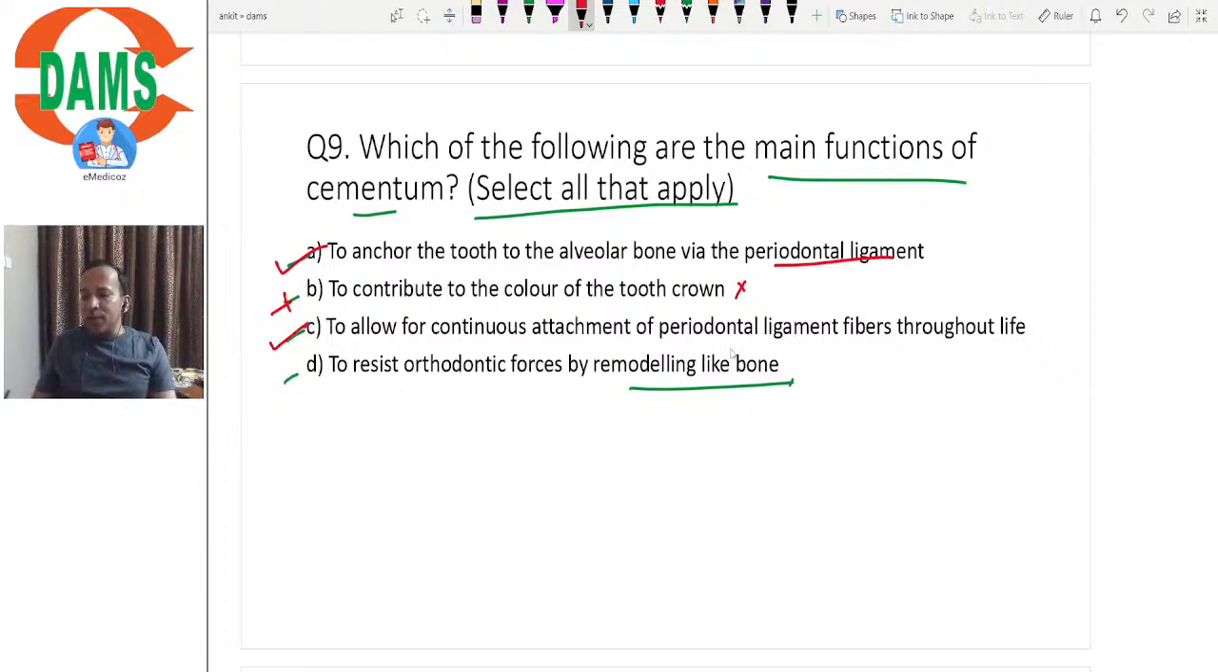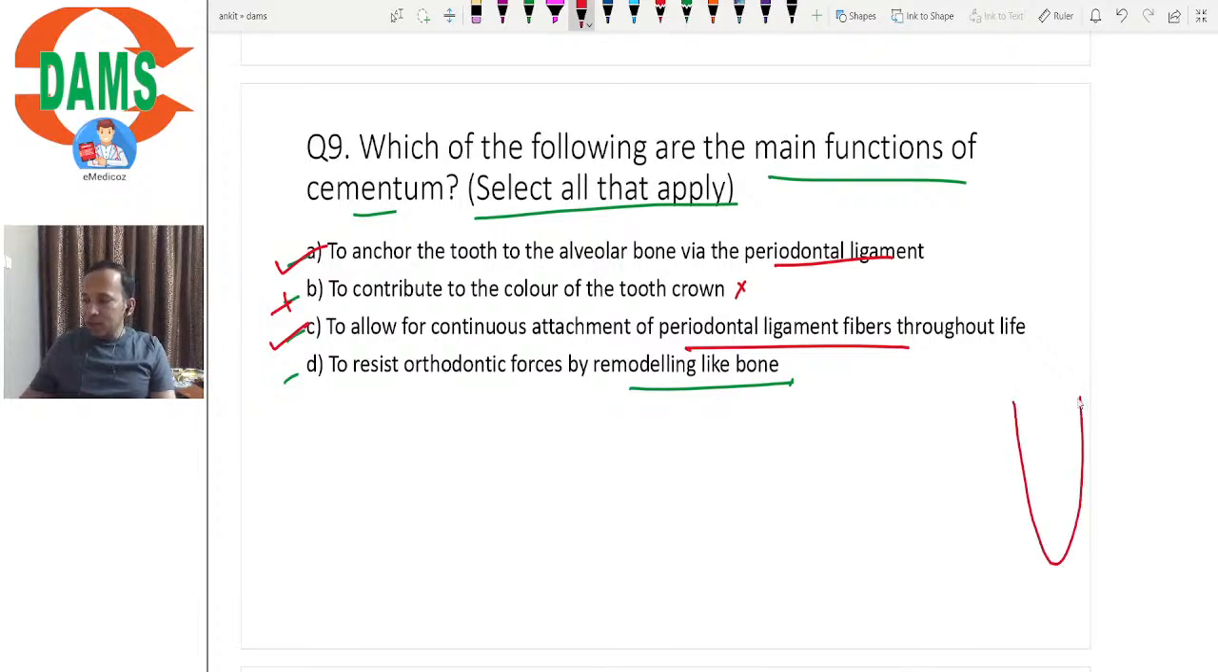It allows for continuous attachment of PDL throughout life. Yes. Secondary cementum or the cellular cementum keeps on depositing throughout life, and the role of the cellular mixed fiber cementum is to provide attachment, is to provide adaptation, isn't it? So once there is a resorption or once there is a loss of the attachment, again cementum will get deposited, isn't it?